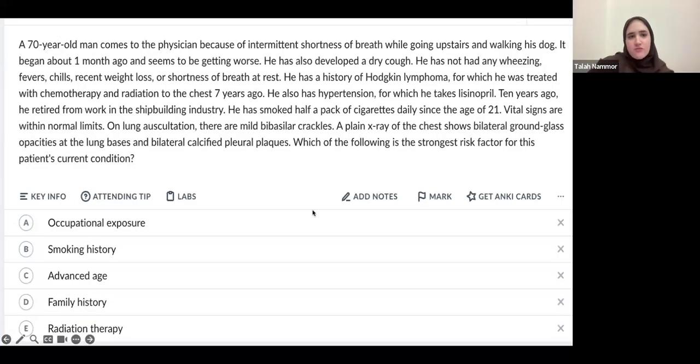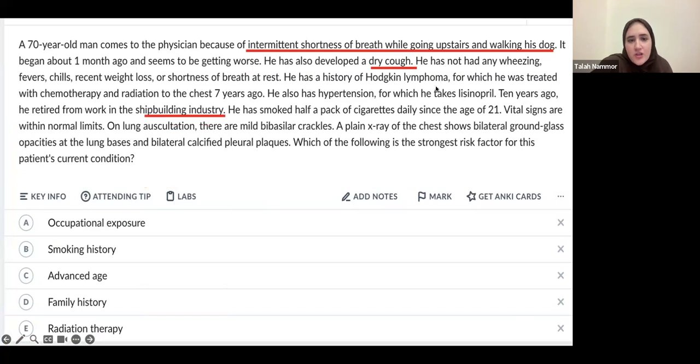Okay. Let's read. A 70-year-old man comes to the physician because of an intermittent shortness of breath while going upstairs and walking his dog. It began about 1 month ago and seems to be getting worse. He also developed a dry cough. So he has a dry cough and intermittent shortness of breath. He has not had any wheezing, fever, chills, or recent weight loss.